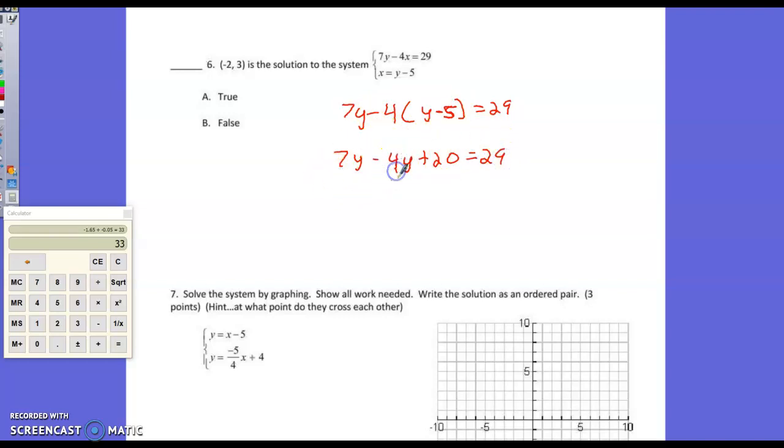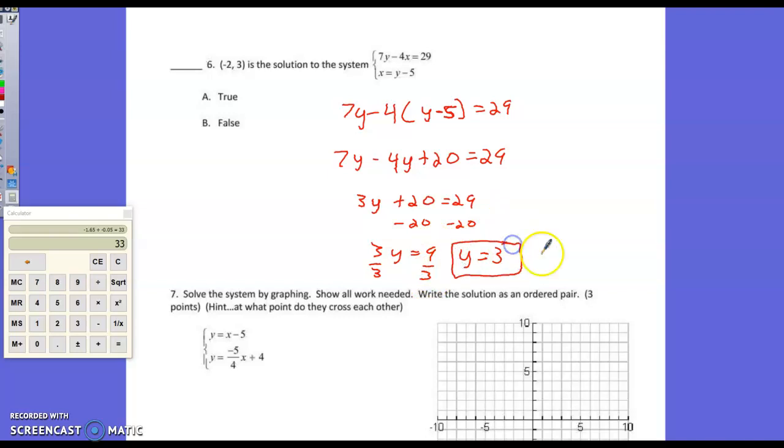Then I'm combining like terms. 7 take away 4, that's 3y plus 20 equals 29. Subtract 20. 3y equals 9. Divide by 3. Y equals 9 divided by 3, which is 3. So there, that works for my y. Now I have to see if it works for x. My x is negative 2, so I'm going to use this one right here. X, I'll do a different color here.